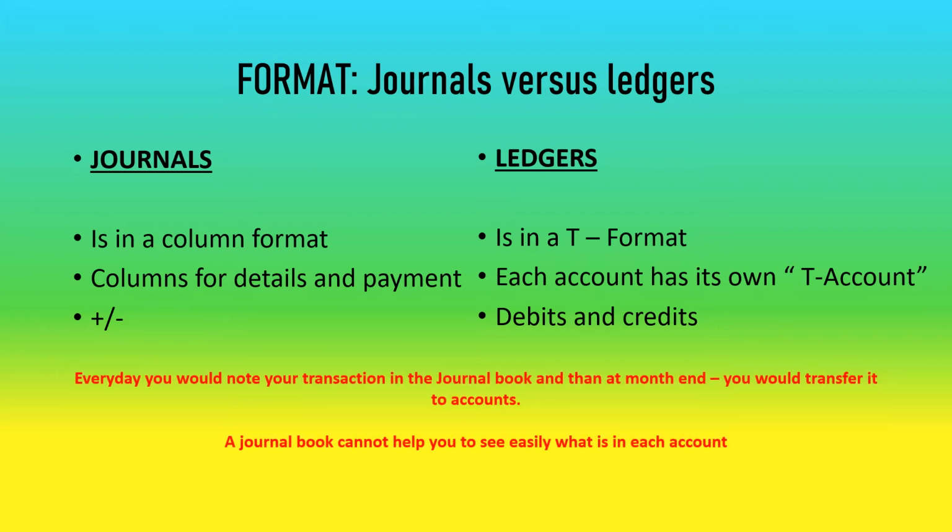Every day, as your business carries on, you note your transactions in the journal book. And at the end of the month, you take your journal book and you put everything into the ledger. Because a journal book cannot tell you what is in each account. So you can't easily see what's in your bank account, what's in your capital account. Therefore, you transfer everything from your journal into your ledger account.